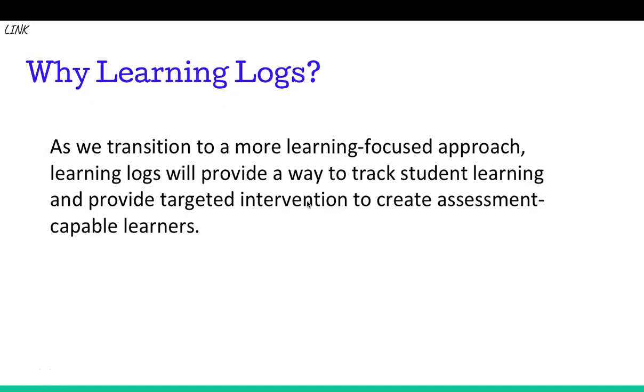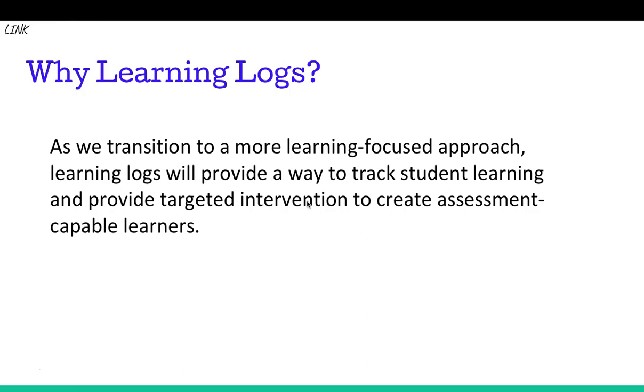So you've heard me talking about learning logs and showed you a couple of examples of learning logs. So why learning logs? When we think about these learning logs or student learning trackers, we're really trying to get to a place where we're more learning focused. We're taking this learning focused approach and identifying here are the essential things kids need to know and be able to do. And here is how we're helping students become stewards of their own learning as well.